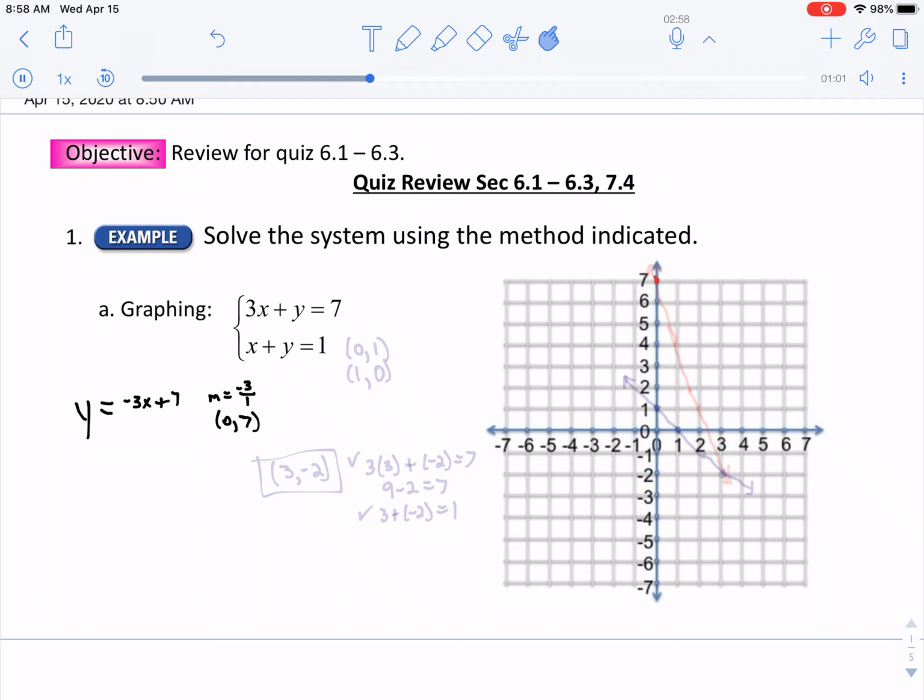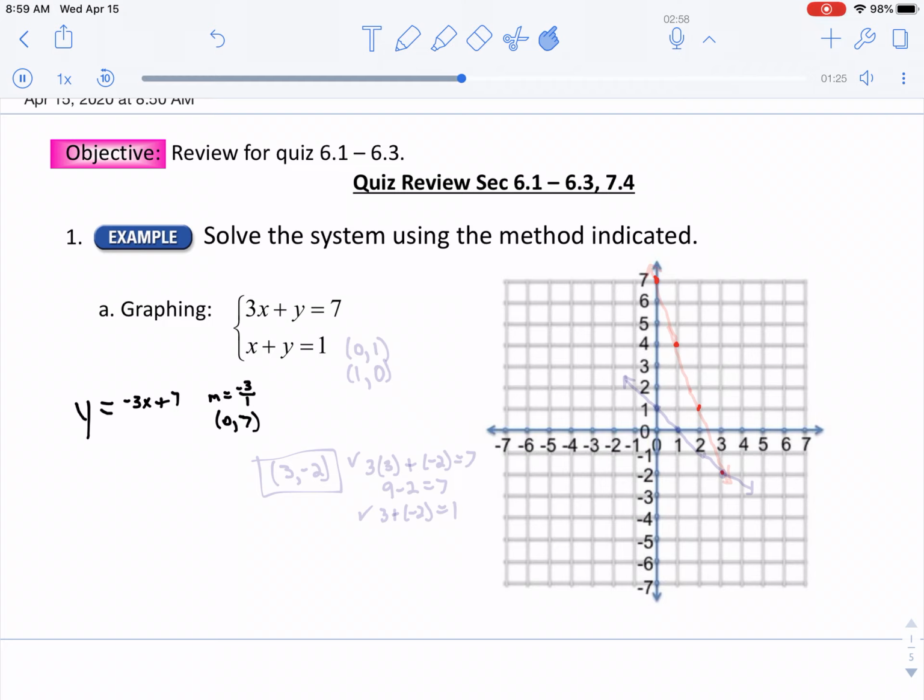Now, instead of rising 3 and running 1, I'm going to go down because it's negative. I'm going to go down 1, 2, 3 and right 1. I'm going to do that a couple more times: down 1, 2, 3, right 1, and down 1, 2, 3, right 1. And now I'm going to connect those.